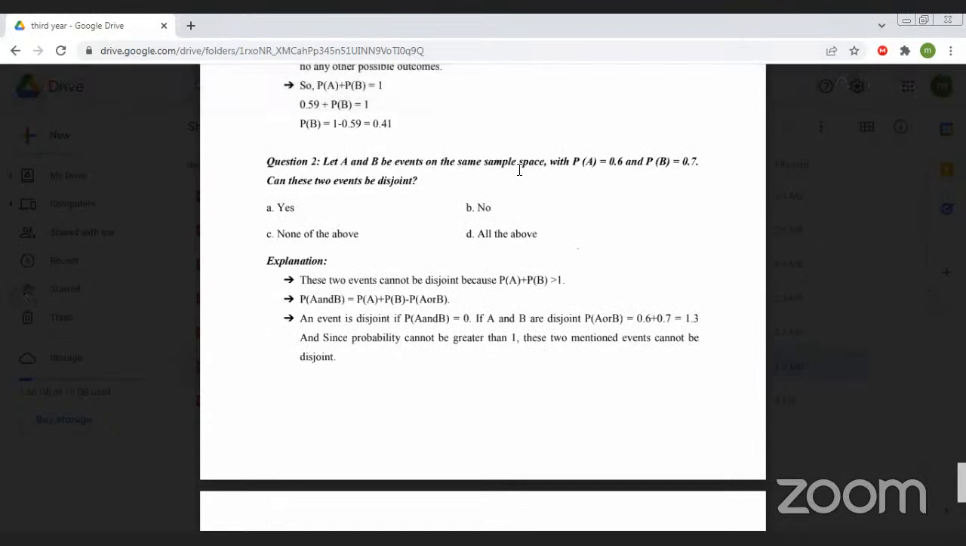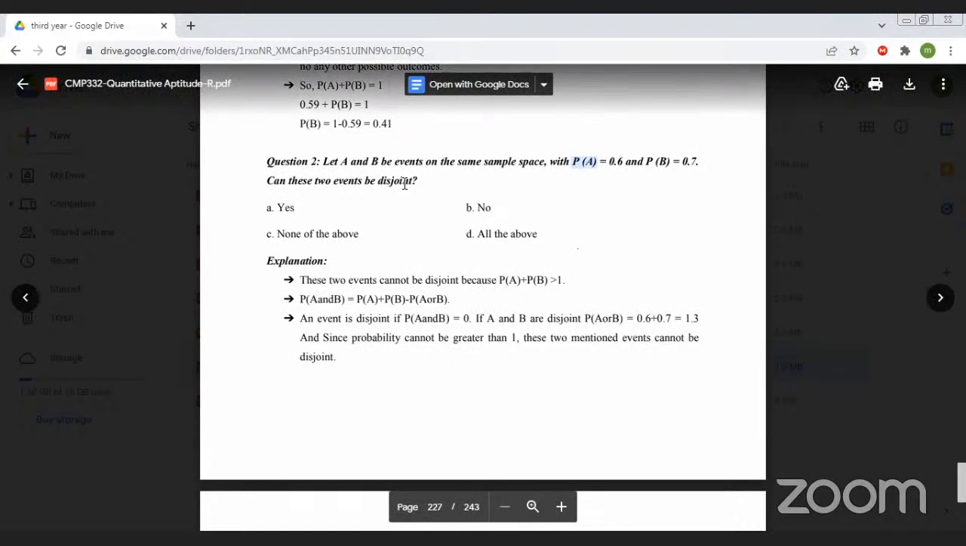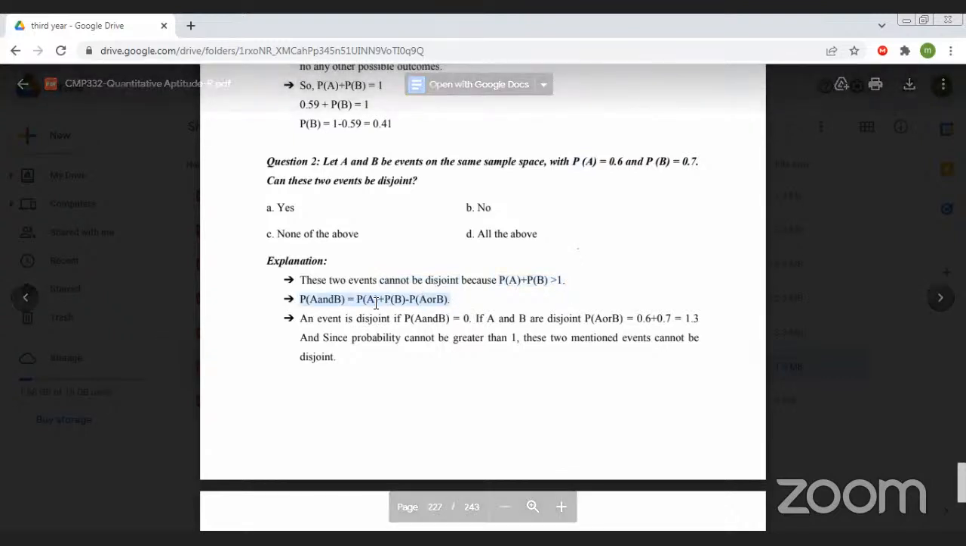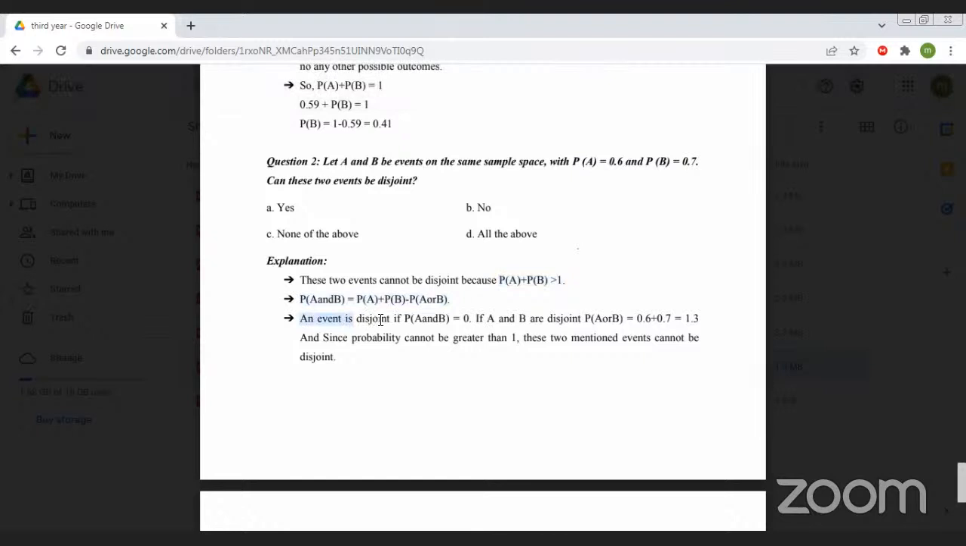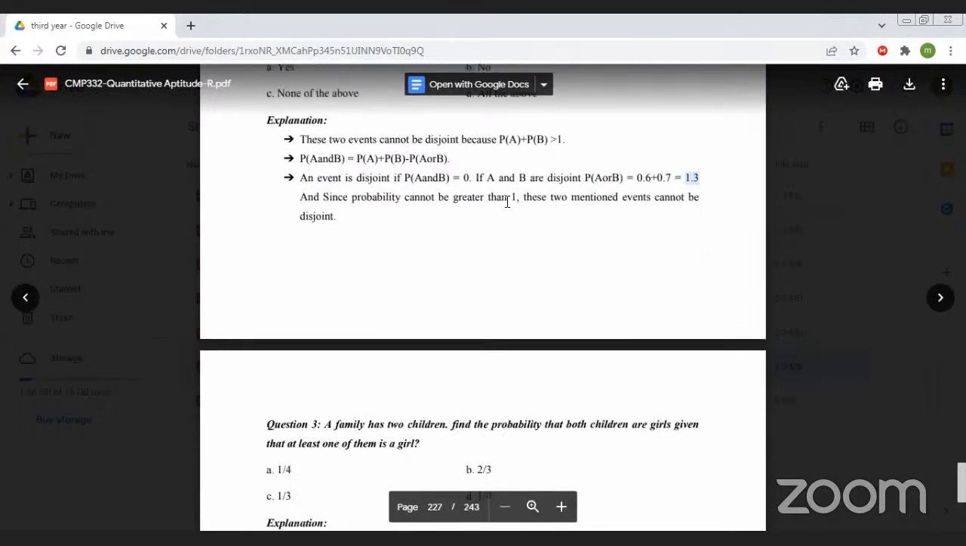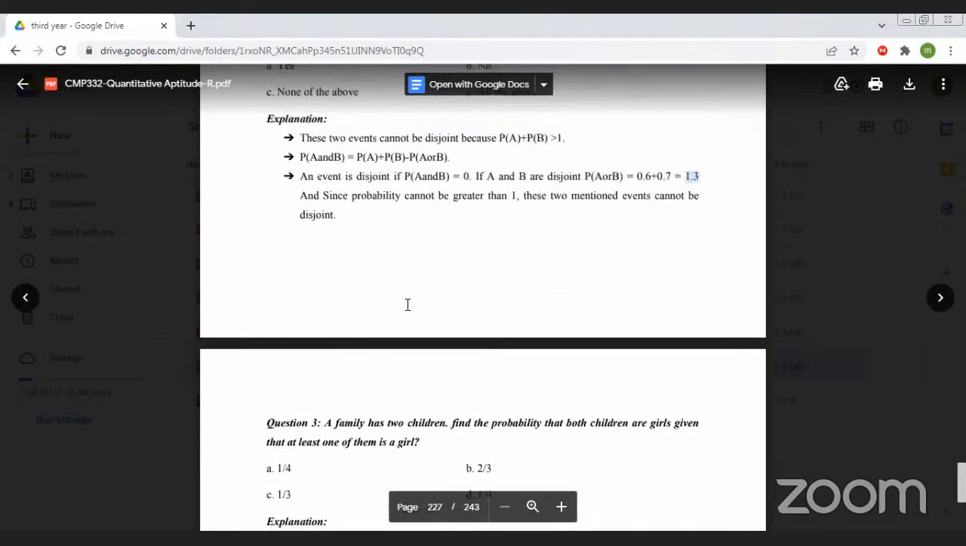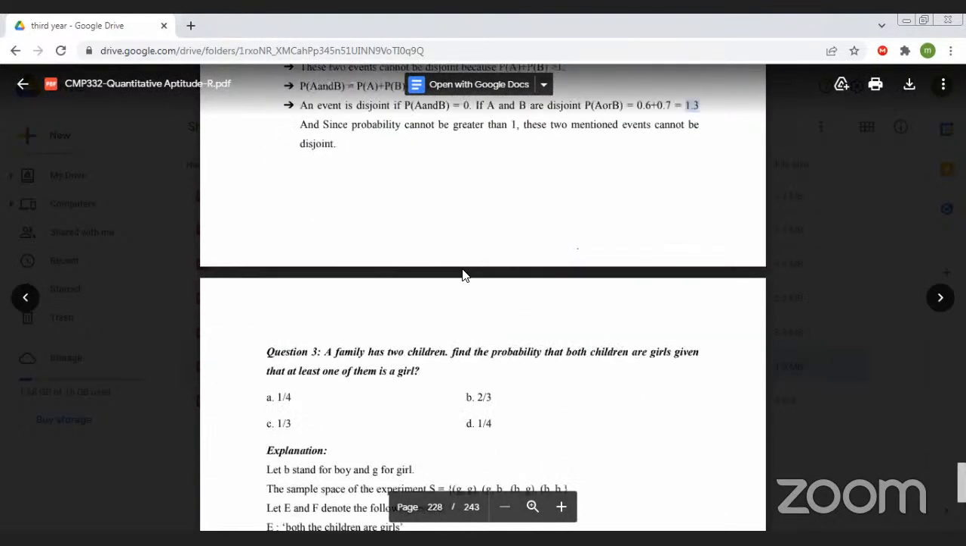Let A and B be the events on the same sample space. Now see, can these two events be disjoint? So for being this, they cannot be disjoint. Why? Because the sum is greater than 1. So you know this formula also: if I'm saying the given events are disjoint, that means P of A and B is 0, but that is not possible because P of A plus P of B is 1.3. So probability cannot be greater than 1. So therefore they are not disjoint.